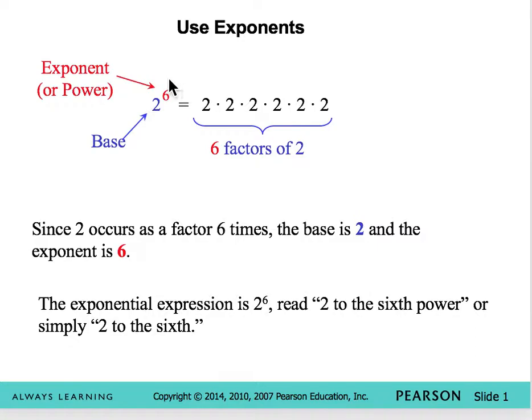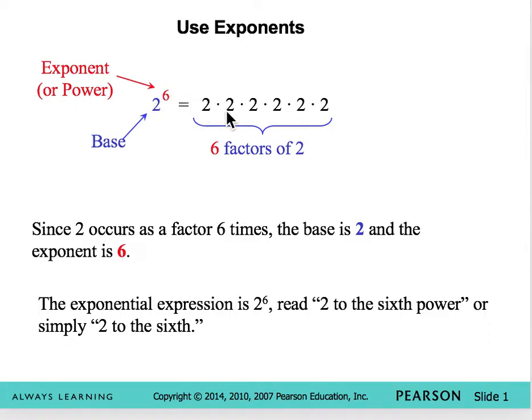Okay, this is an exponential number. The little number is called the exponent. The big number is called the base. What the exponent means is it's shorthand for multiplication, right? It means you're going to multiply the base, the big number, times itself this many times. So this means 1, 2, 3, 4, 5, 6 2's multiplied all together, right? It's not 2 times 6, okay?